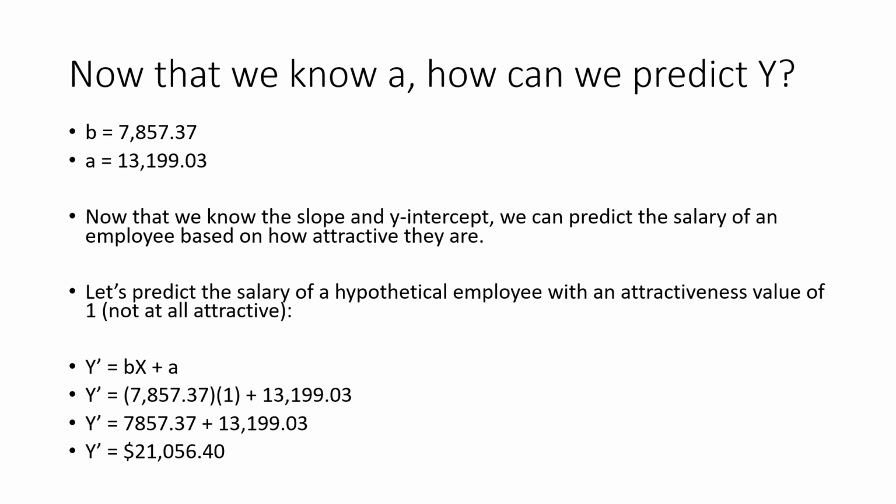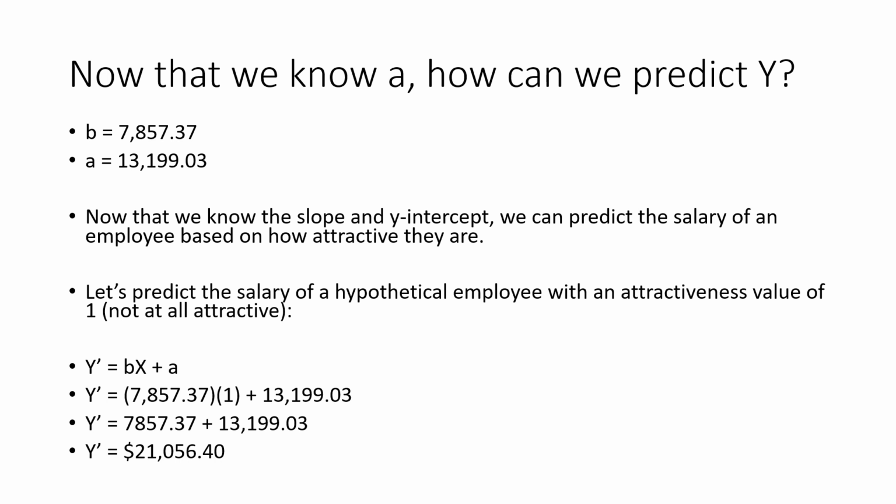So let's take an example now of how we might use the equation that we've solved for in order to predict a value of y given a particular value of x. We know that b is 7,875.37. We know that a is 13,199.03. So let's assume that we want to estimate, hypothetically, the annual income of an individual with an attractiveness value of 1.